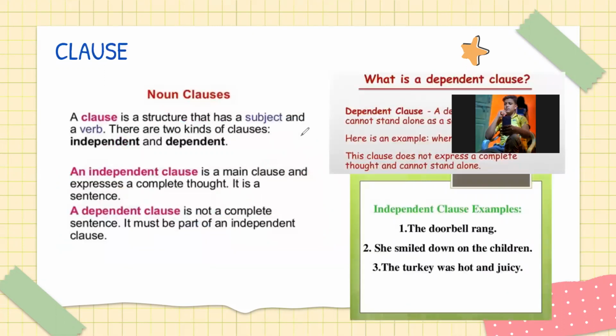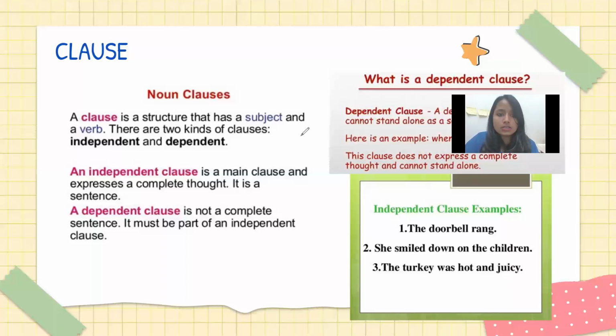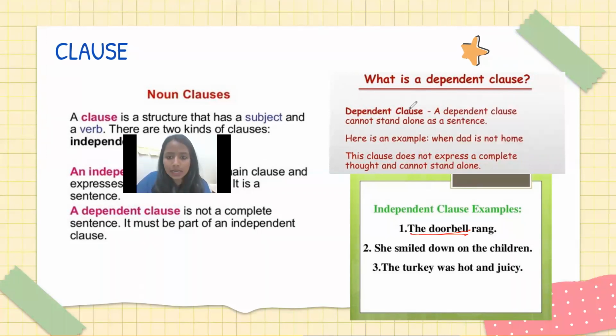Be on mute, please. Then we have clause. Clause matlab it's a part of a sentence which are of two types. And each clause will have a subject and a verb. Clause are of two types, independent and dependent. Independent clause means it's a complete sentence on its own. Akele bhi it will make sense. Dependent clause will not make sense akele.